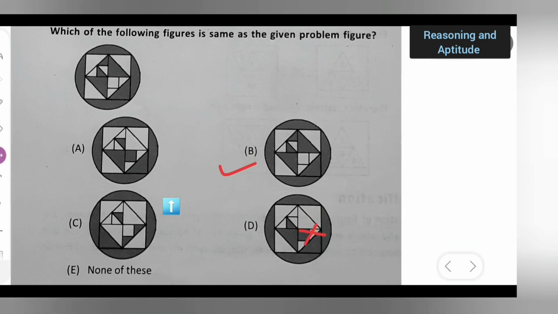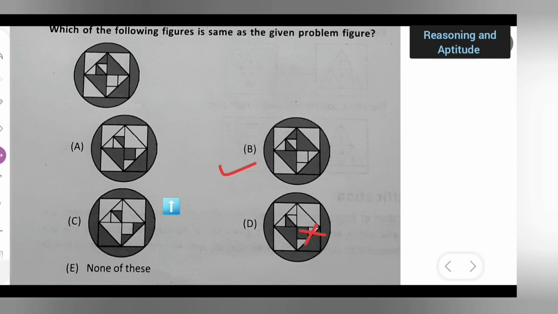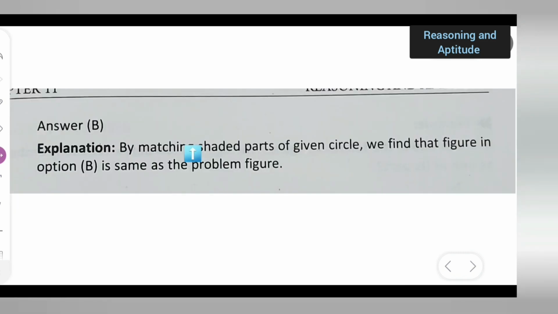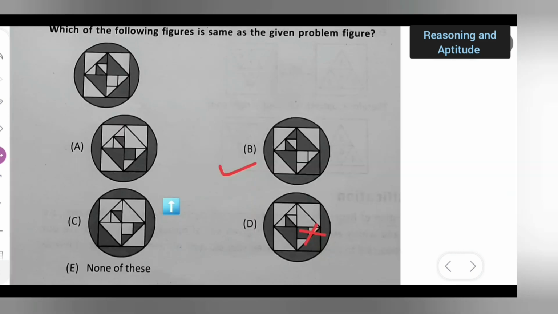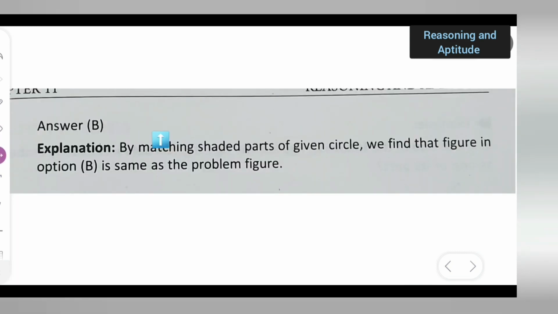So you all can note this down. Next, we can even see the explanation part over here. Option B was the correct option, right? Explanation: by matching the shaded part of the given circle, we find the figure in option B is the same as the problem figure. You'll have to just see, and then tick mark whatever is the correct option. This is very easy. You can easily solve it for your bank exam or any other competitive exam.